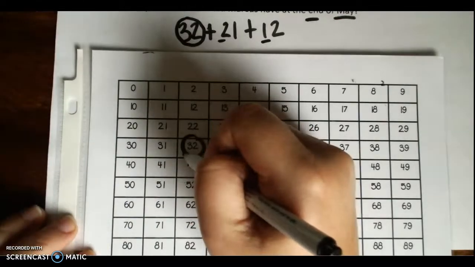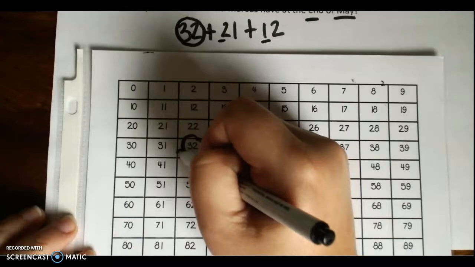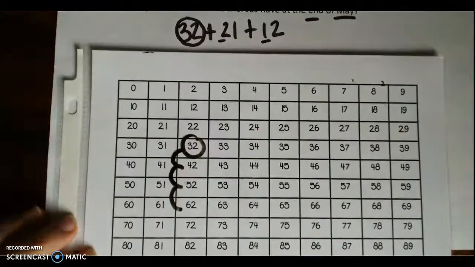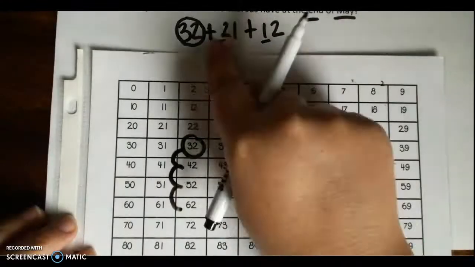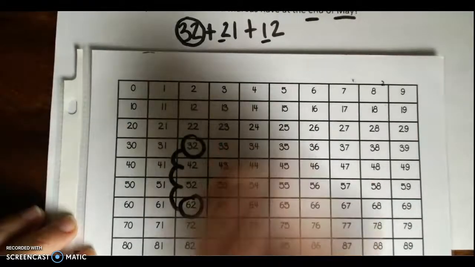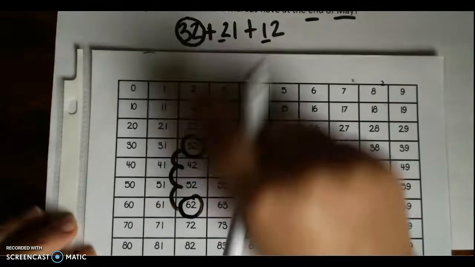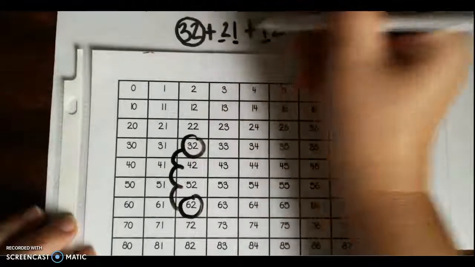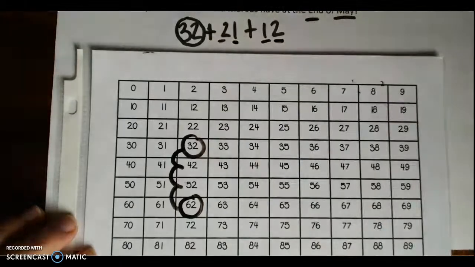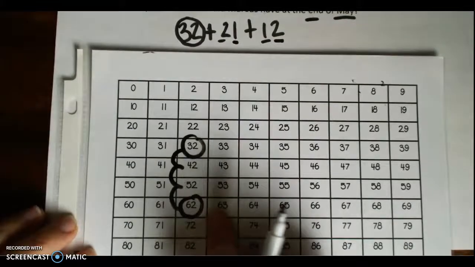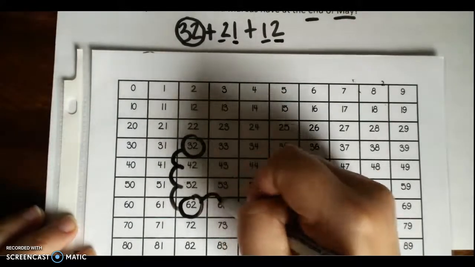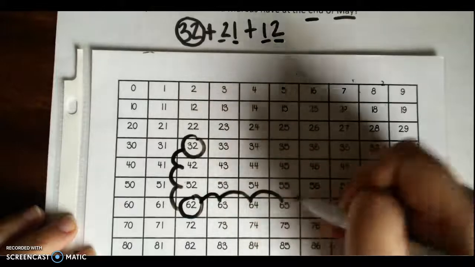I go down to add tens. One, two, three tens. 32 plus three tens is 62. Now I need to add my ones. 1 plus 2 is 3. I go to the right to add by ones. 1, 2, 3.